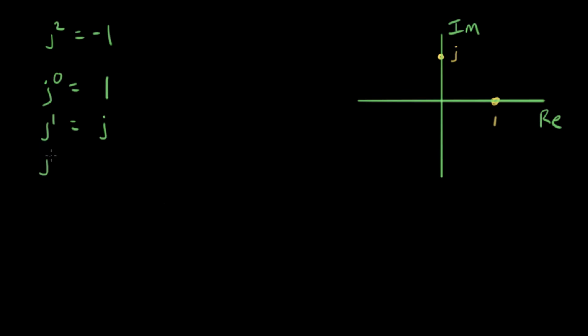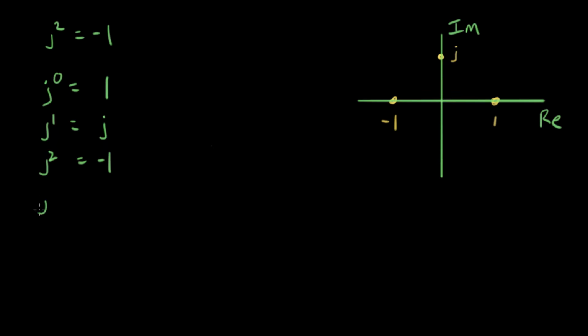Let's do j squared. And what is that equal to? Well, I wrote it down up here. j squared is equal to minus 1. Where's that in the complex plane? That's over here at minus 1, on the real axis, no imaginary part.